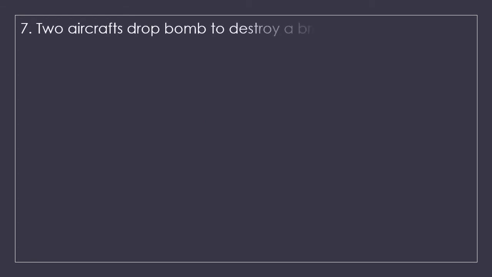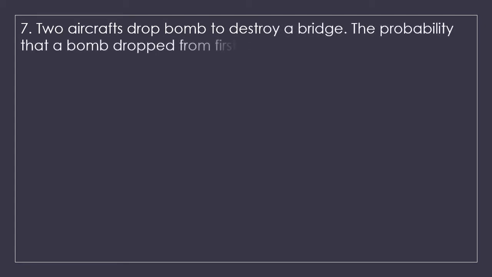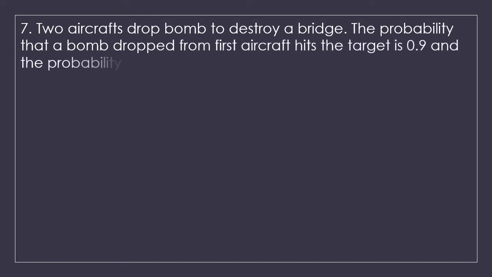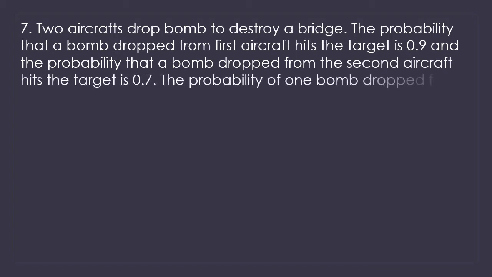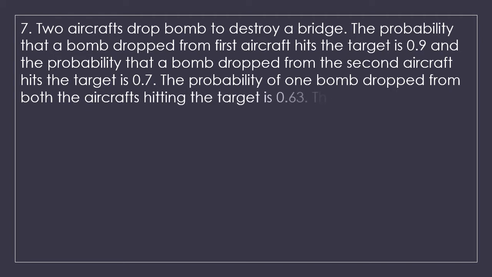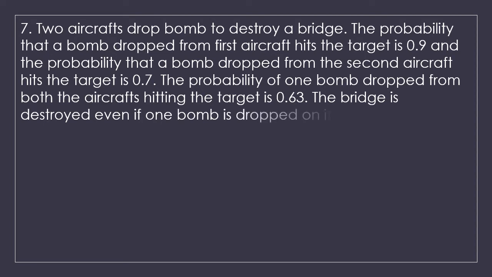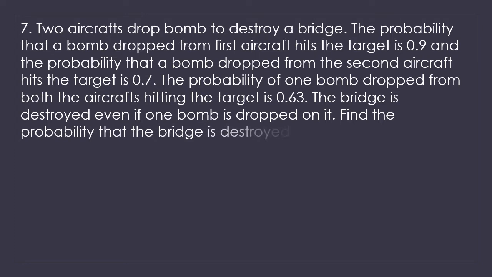Two aircrafts drop bombs to destroy a bridge. The probability that a bomb dropped from the first aircraft hits the target is 0.9. Pretty good aim. And the probability that a bomb dropped from the second aircraft hits the target is 0.7. The probability of one bomb dropped from both the aircrafts hitting the target is 0.63. The bridge is destroyed even if one bomb is dropped on it. Find the probability that the bridge is destroyed.